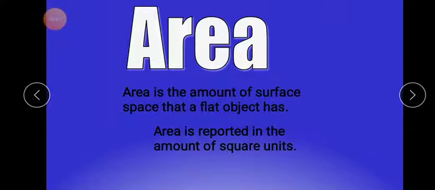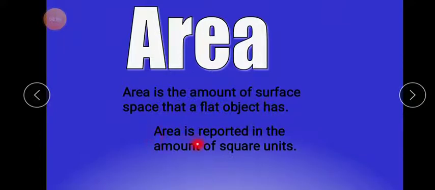So, first of all, let us learn what we mean by area. In simple words, we can say area is the amount of surface space that a flat object has. A flat object occupies some surface. For example, if I keep a pen on a table, the pen takes some area, some space on the table. That space we can call area.